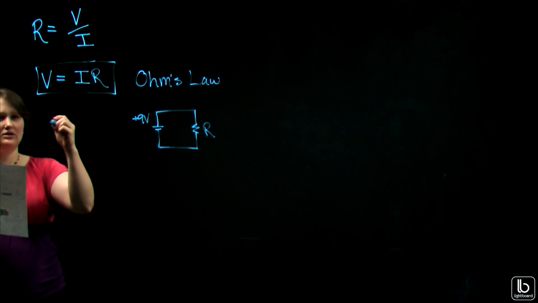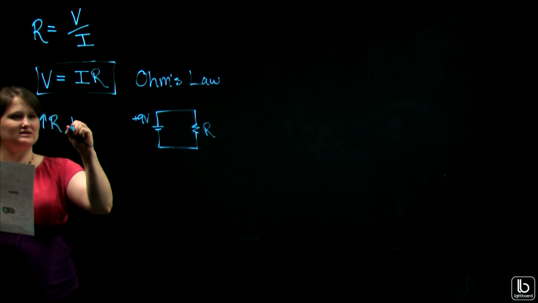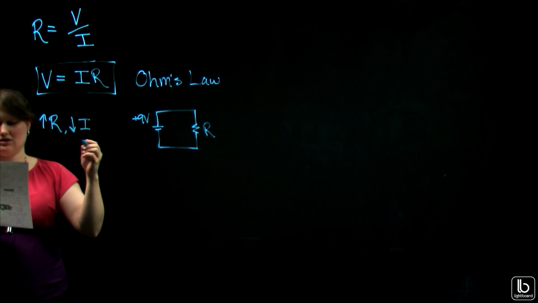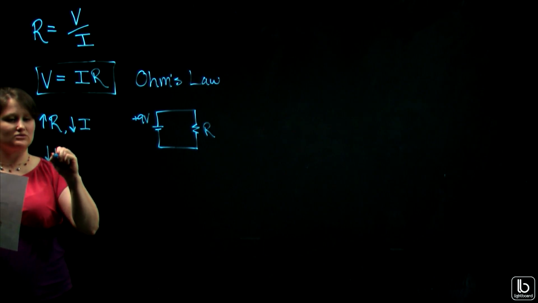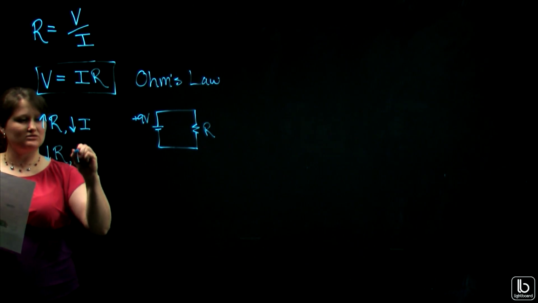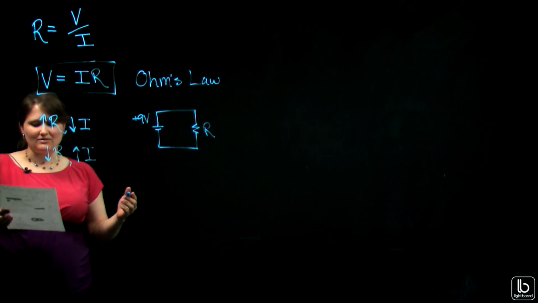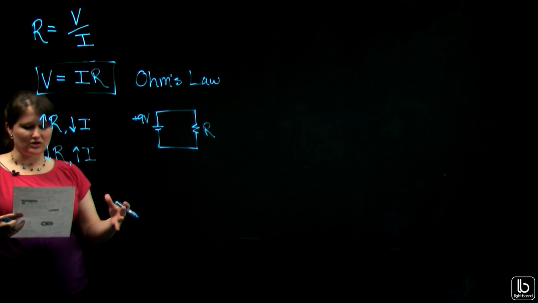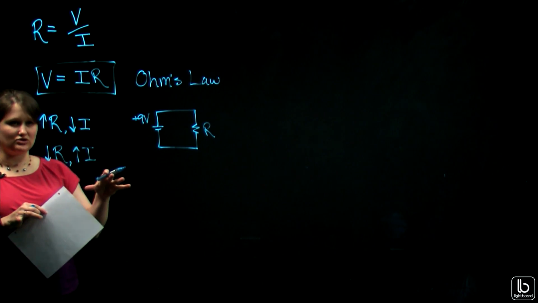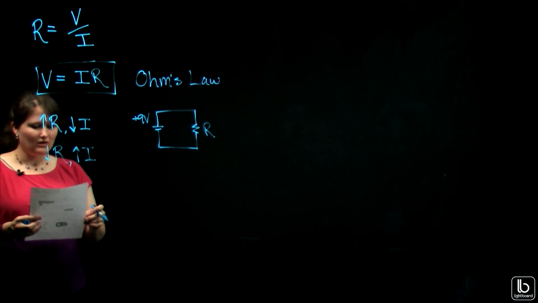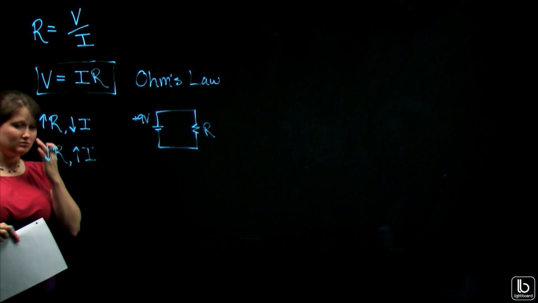So in other words, if I increase my resistance, I decrease current. And if I similarly decrease resistance, then I'm going to increase current. So effectively, I'm saying that the total resistance in a circuit affects the current for a set voltage. So what if I have 2 resistors?